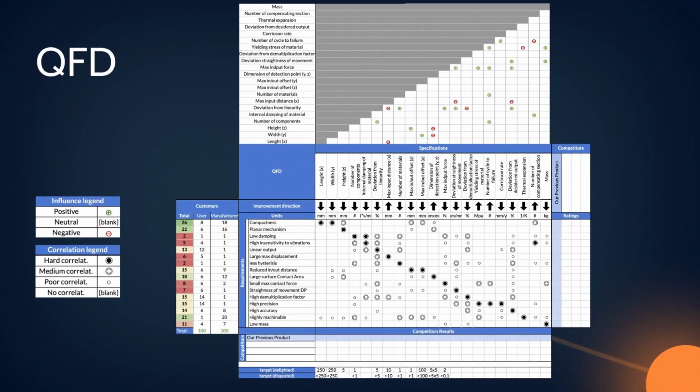The QFD is a tool that is used as a preliminary step in order to define specifications that satisfy the customer's requirements. The requirements of the customer, which in this case are the final user and the manufacturer, are objectives that need to be translated into specifications that, differently from the requirements, are measurable and can therefore be used as a reference point for the design.